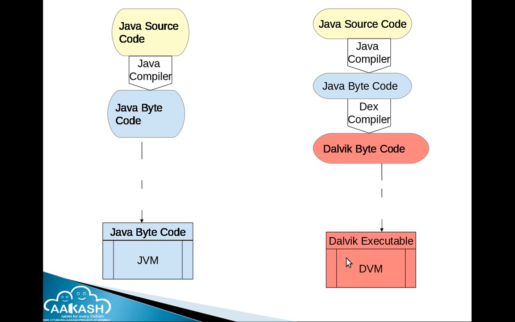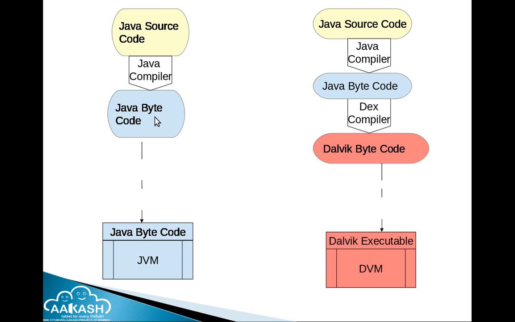So the processes marked in red are new for Android. We already have a Java compiler, so why do we need a DX compiler? Basically, this DX compiler optimizes code compared to the Java compiler. It optimizes at such a level that the overall Dalvik bytecode becomes very small, so it runs very fast on the DVM. Basically the Java compiler is pretty verbose.